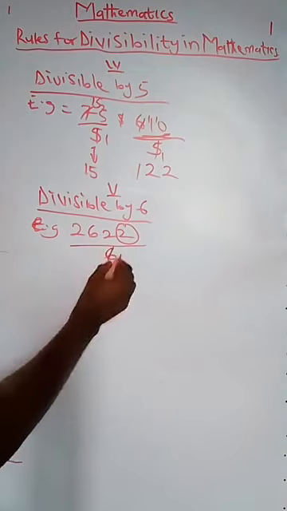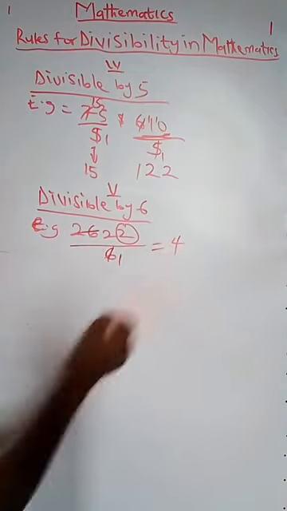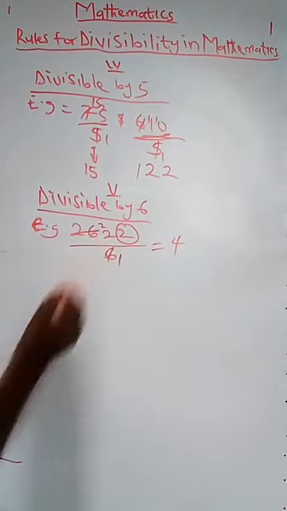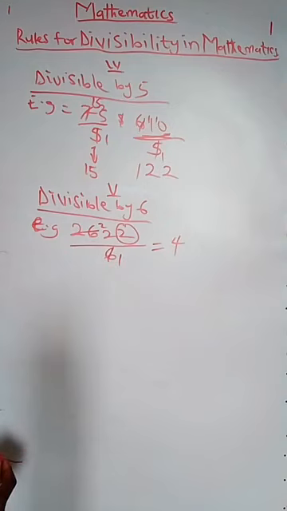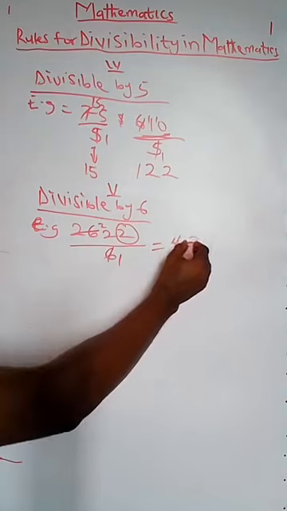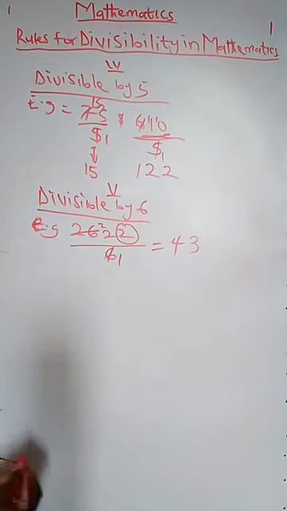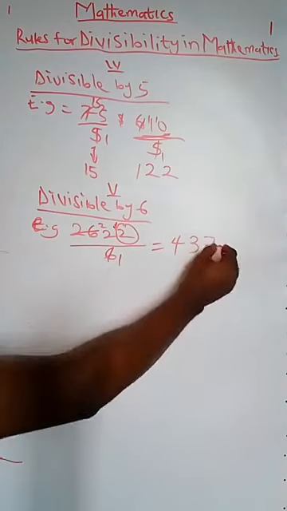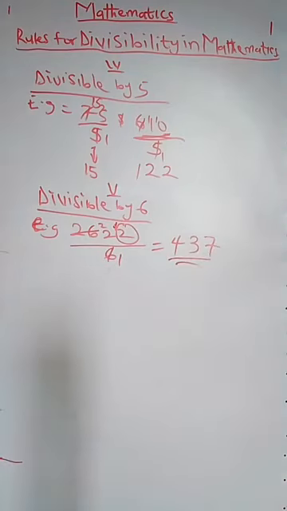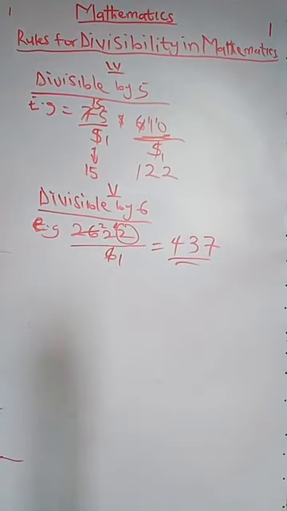Let's check. 6 here, 1. 6 in 26, 4, right? So we have 2 left. 6 in 22, that is 18, that's 3. We have 4 left. So 6 in 42, that will give us 7. So that is how to determine if a number is divisible by 6. Now let's move to the next one.